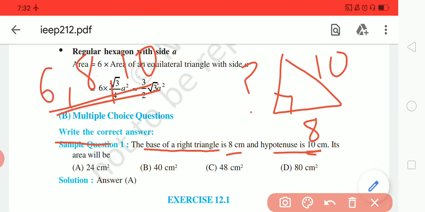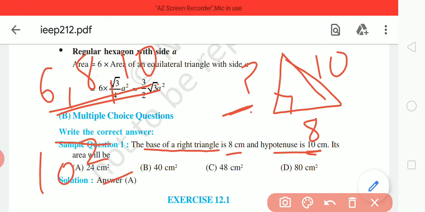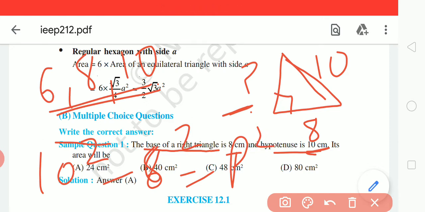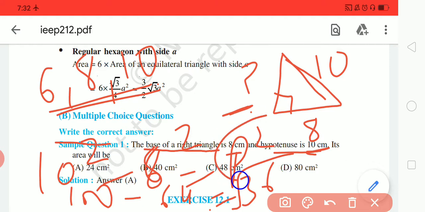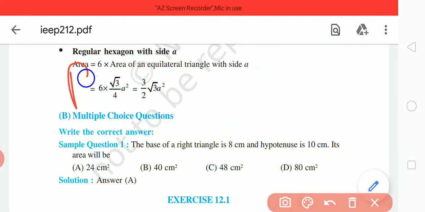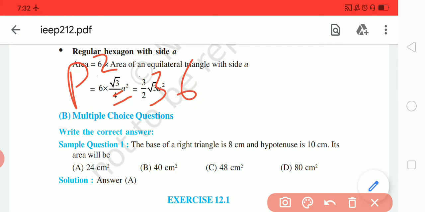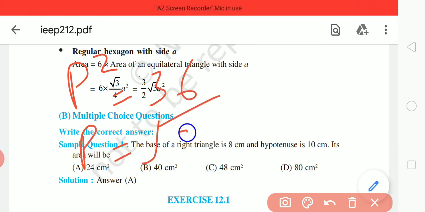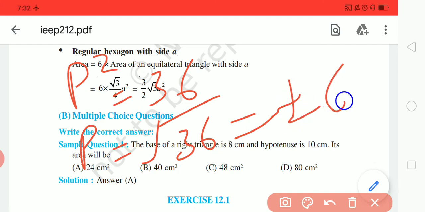Or if you don't learn this thing, you can find the perpendicular from here by using Pythagoras theorem. That is hypotenuse square, 10 square, minus base square, that is 8 square, is the same as the perpendicular square, right? So 10 square is 100, and 8 square is 64, so the difference is 36. Now p square equal to 36. Taking square root on both sides, you will get p equal to root 36, which is plus and minus 6, but negative length will not be considered here. So 6 will be the perpendicular.